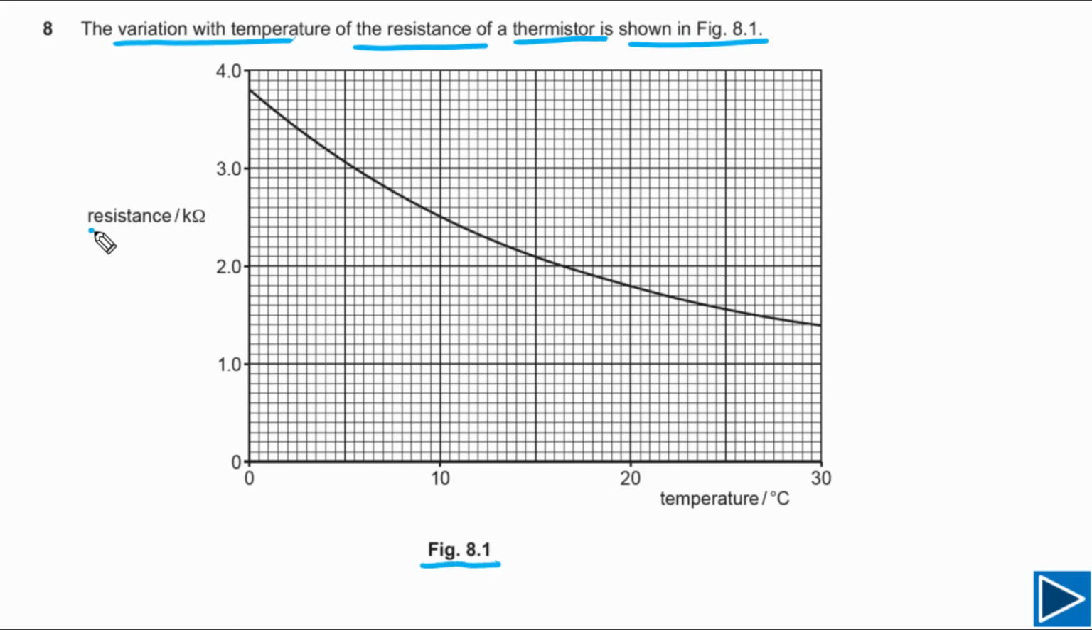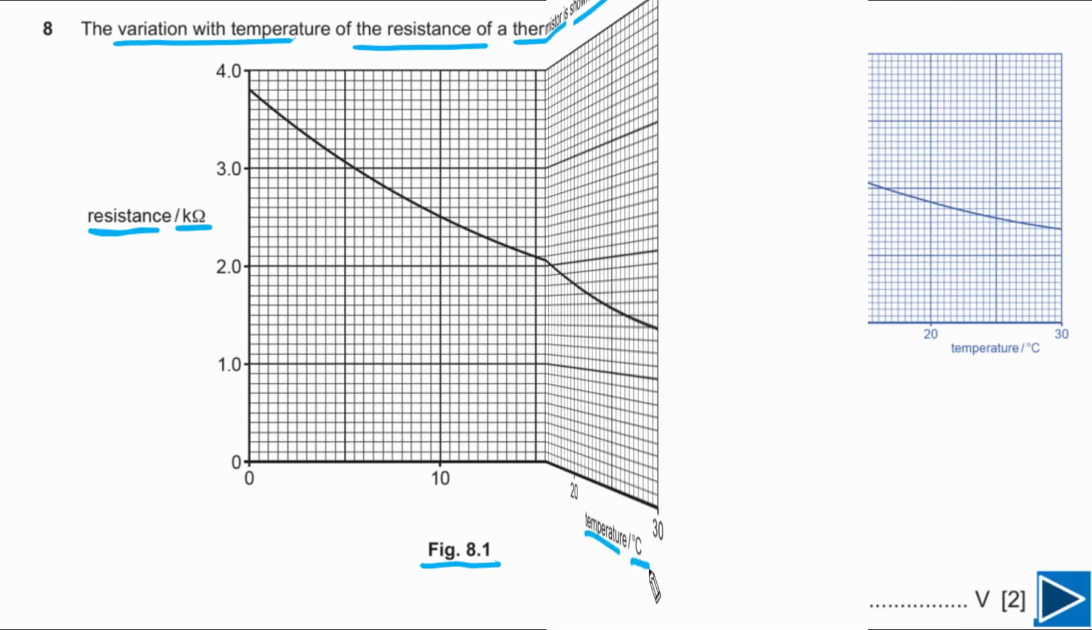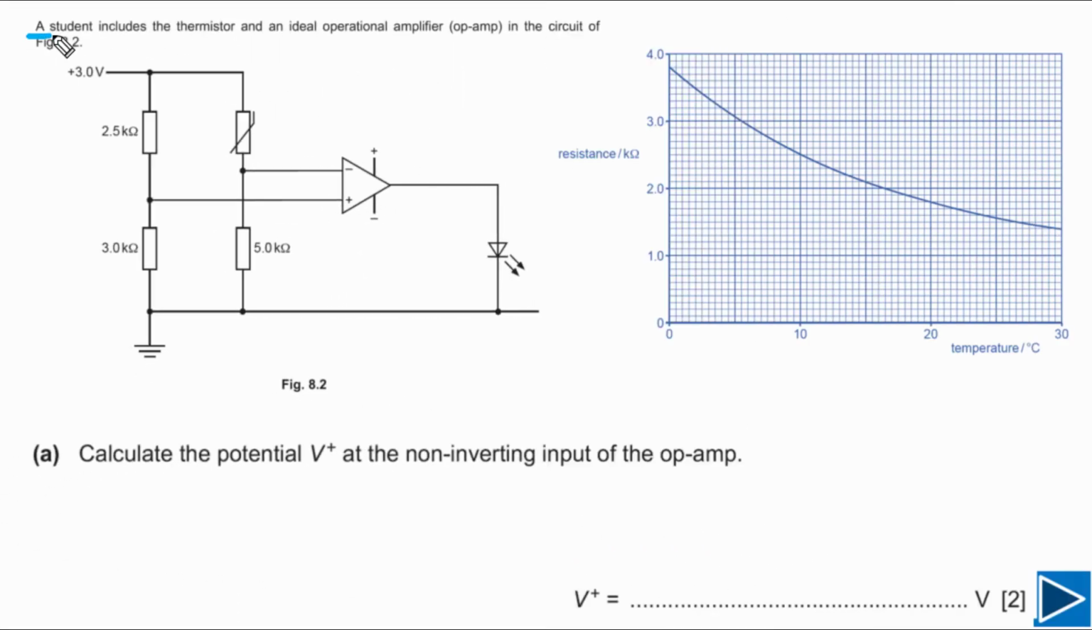You can see here on the y-axis resistance is plotted and its unit is kilo ohms. On the x-axis temperature is plotted and its unit is degrees Celsius. For this question, it is also given that a student includes the thermistor and an ideal operational amplifier in the circuit of figure 8.2. This is our figure 8.2.